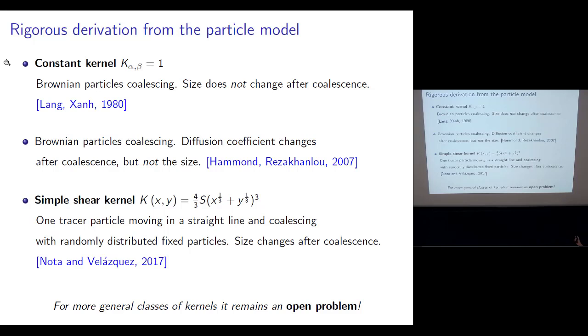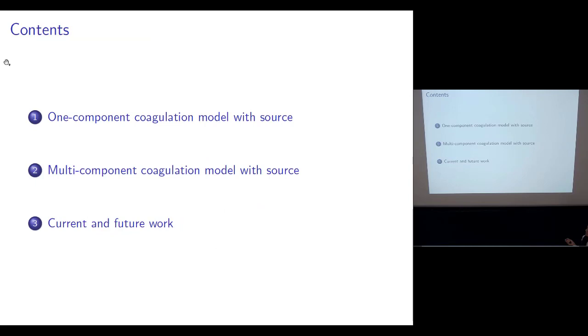So in my talk, I will first talk about the one-component coagulation model and show some existence and non-existence results. Then, in the second part, I will talk about multi-components. The multi-component case is where x is not a real variable, but a vector. So instead of having the size, we consider different types of particles, and the composition of a particle is given by different types of molecules. In that case, we will study the shape of the solutions.